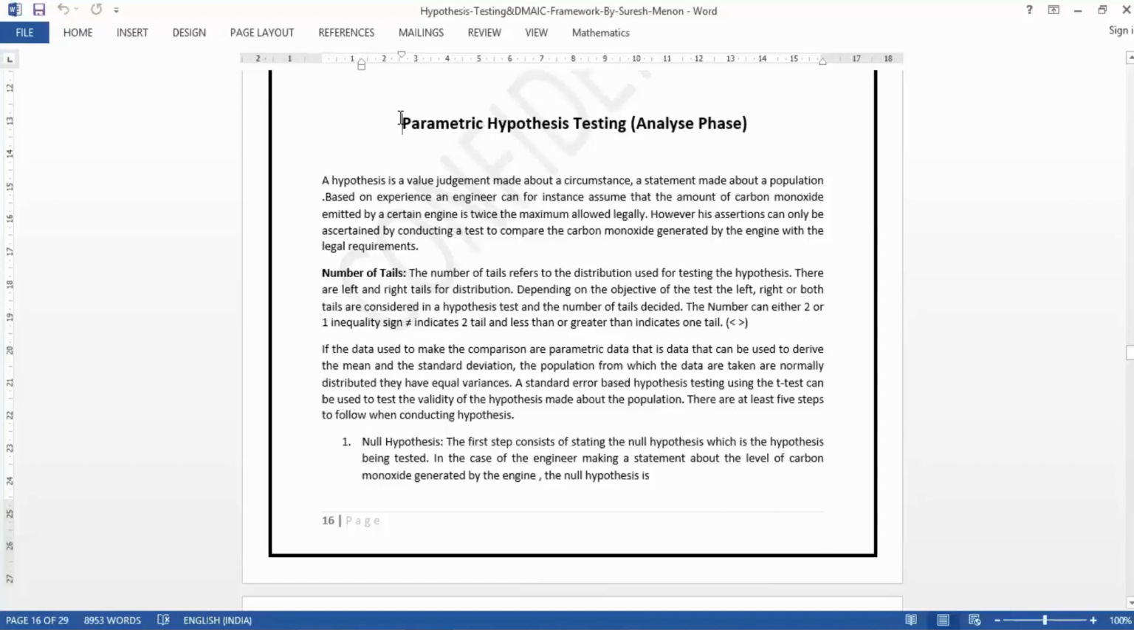I'll read out to you. A hypothesis is a value judgment made about a circumstance, a statement made about a population based on experience. An engineer can, for instance, assume that the amount of carbon monoxide emitted by a certain engine is twice the maximum allowed legally. However, these assertions can only be ascertained by conducting a test to compare the carbon monoxide generated by the engine with the legal requirements. See, very simple this is.